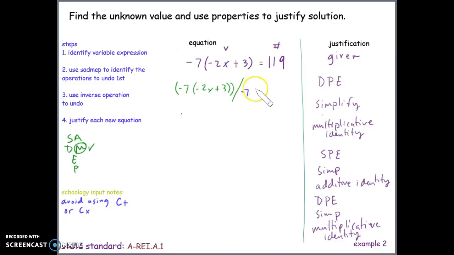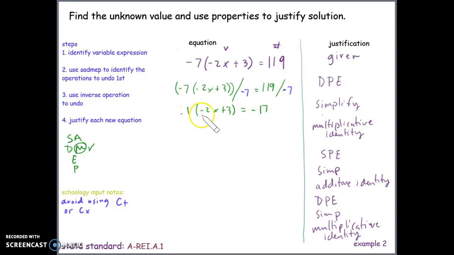And then we can do the same exact thing, which is divide the right side, which we don't have to put in parentheses because there's only one thing. We can divide the right side by negative 7 as well. And now we can go ahead and simplify. So we know that 7 divided by negative 7 is 1. And we now have negative 2x plus 3 equals 119 divided by negative 7 is negative 17.